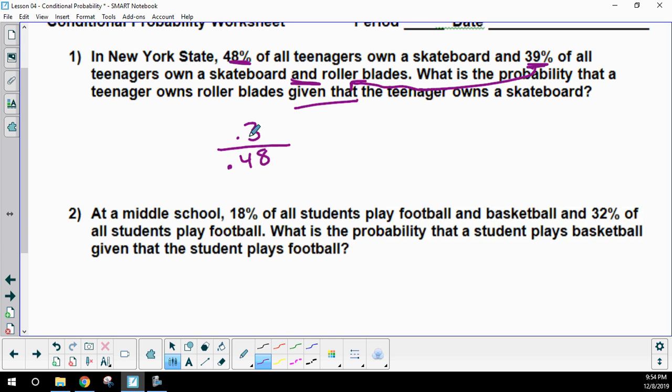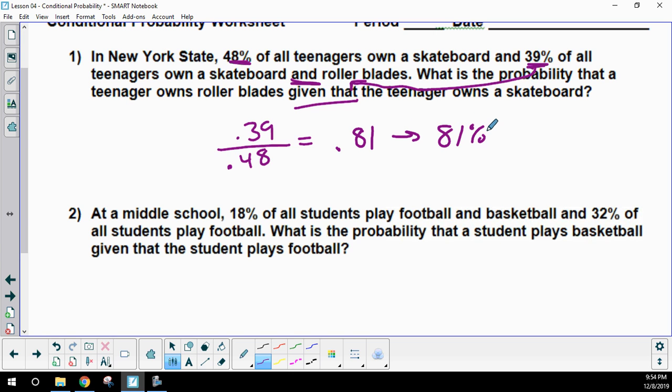Get my handy dandy calculator. 0.39, excuse me, divided by 0.48, we get 0.81. 0.81. Or if you wanted, 81%.